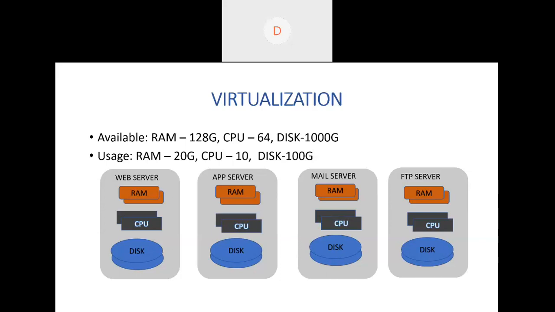Now when you compute all those things, out of 128 GB you'll be using 80 GB of RAM and hardly 40 CPUs and 400 GB of disk space. So in a way, you are simply keeping away the unnecessary hardware, or you don't even have to purchase the hardware for the other three servers in the first place.